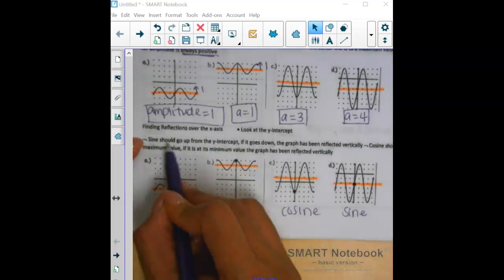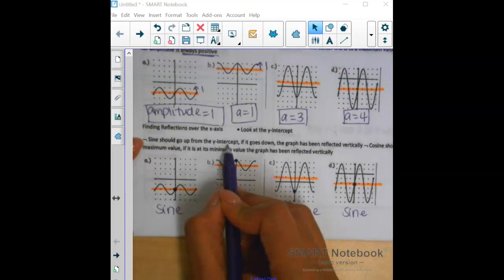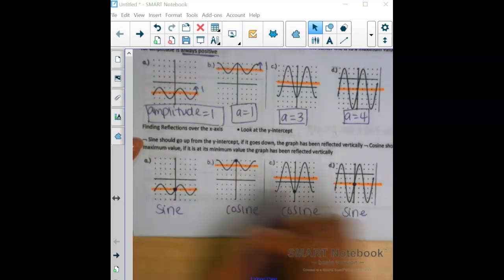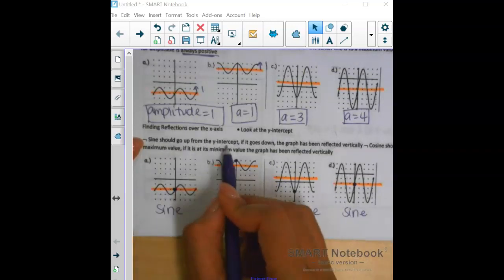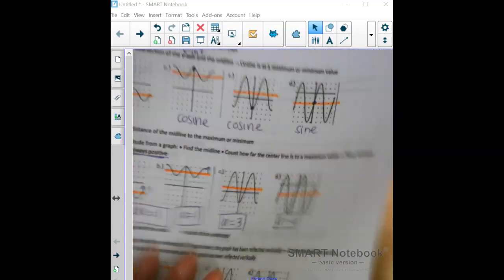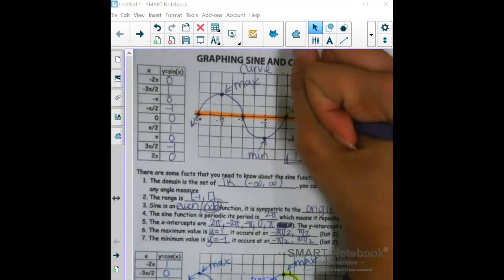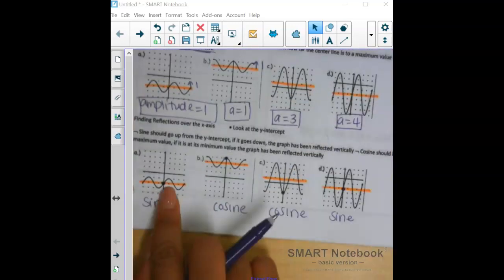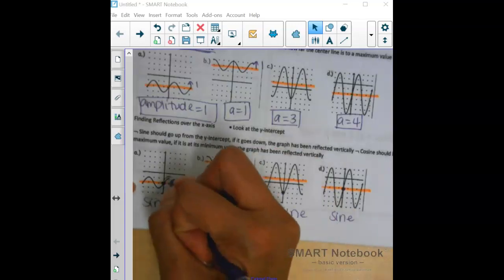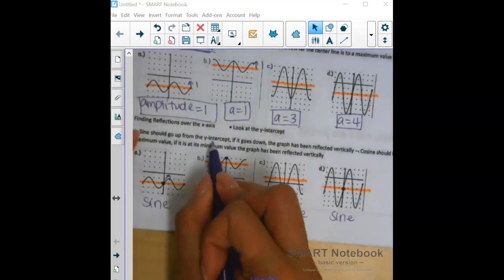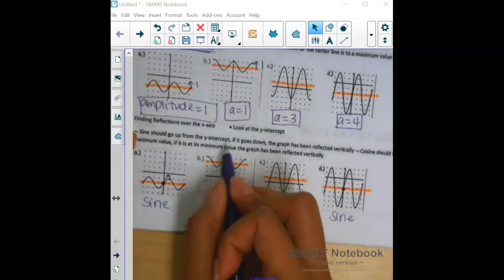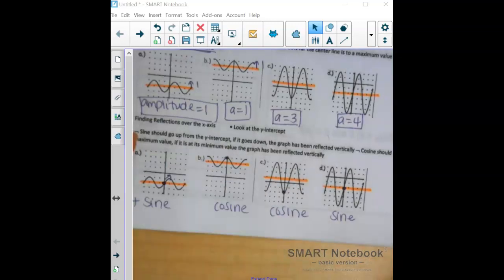All right, so it says sine should go up from the y-intercept. So for all of these, if it has a sine, sine should go up from the y-intercept. If you look at your parent function, it does that. Sine on that very first graph goes in an upward direction. Okay, so I need to do the same thing here. If I look at my sine, this graph is actually going to go up. That sine, if it goes up, that means it's a positive sign. So if that sine is going up, that's a positive.